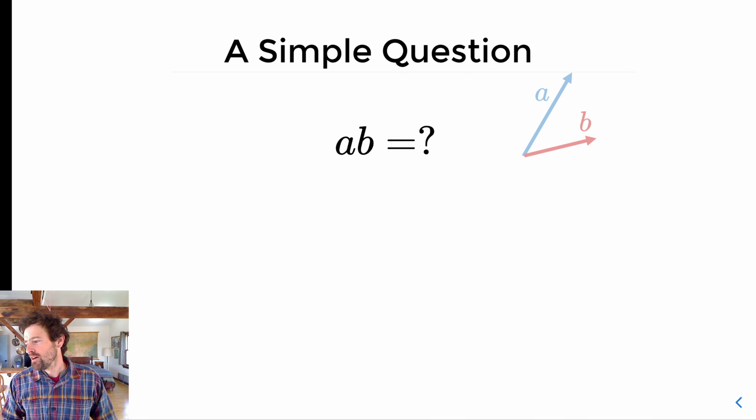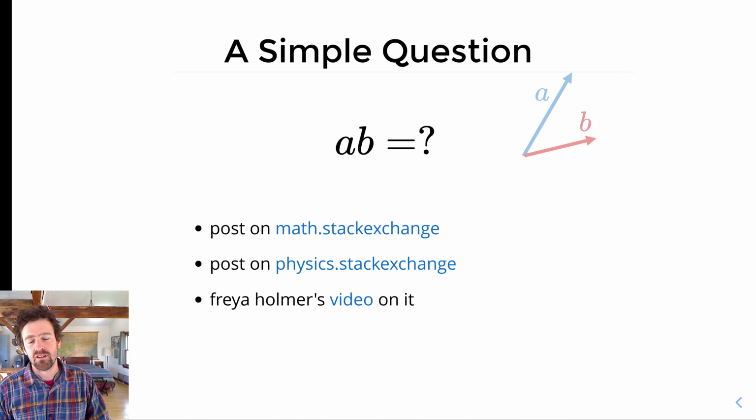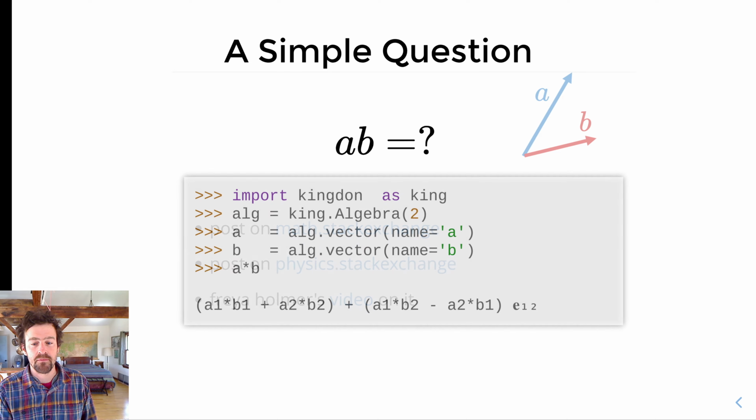All right, so we can motivate geometric algebra by this question. I have two vectors, A and B, and I want to multiply them together. So what do I get? That's a really simple question, but it actually is still reoccurring even now. There are tons of posts on these Stack Exchange websites, and Freya Holmer made an entire video on YouTube about this. So it's interesting that this question is still with us.